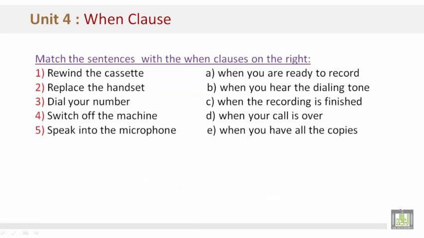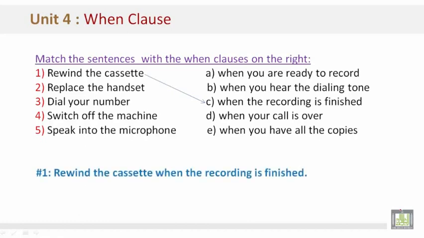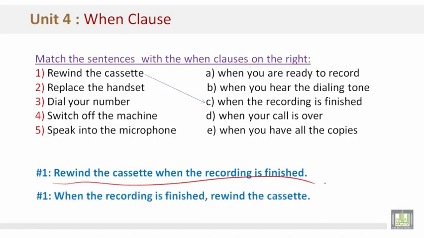We've already done this, but let's look it over again. Rewind the cassette when the recording is finished. Now, number 1, rewind the cassette when the recording is finished. Please look at the blue letters below. It'll help you learn it better. Now, how do we change this around? When the recording is finished, comma, rewind the cassette. Remember, when the when clause goes in position 1, a comma separates.